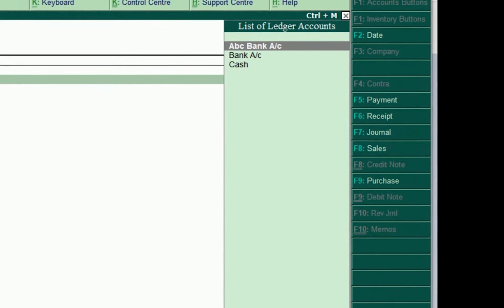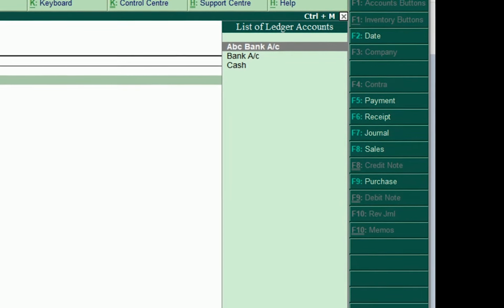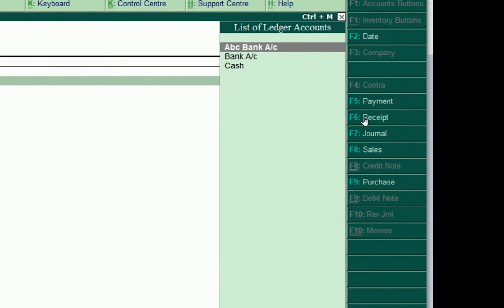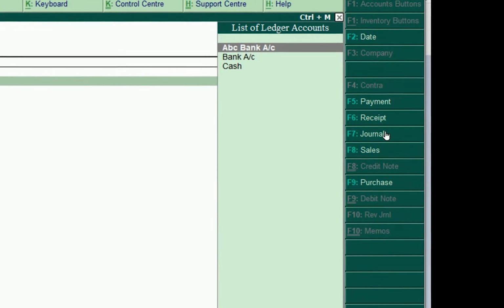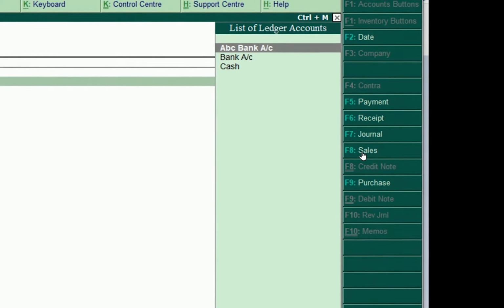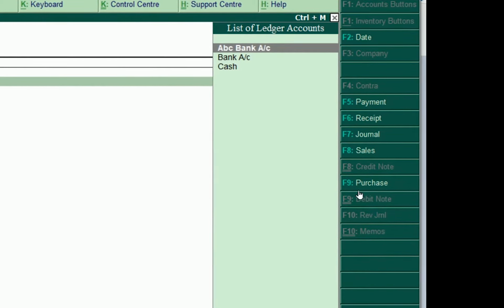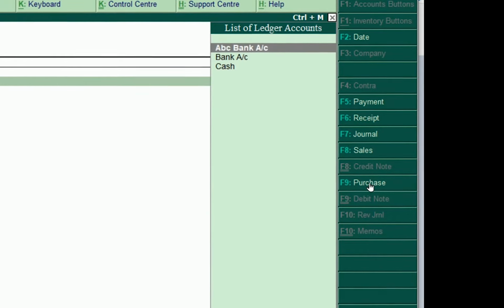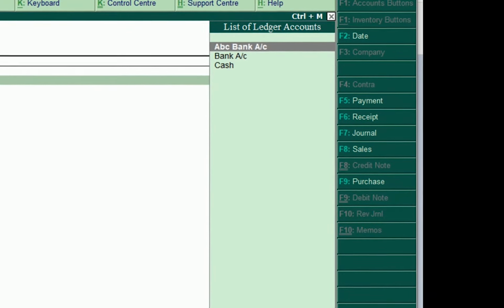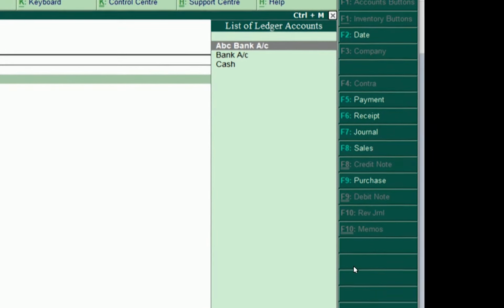And for the payment voucher, you have to press F5, for the receipt press F6, for the journal press F7, for the sales press F8, and for the purchase, sorry, you have to press F9.